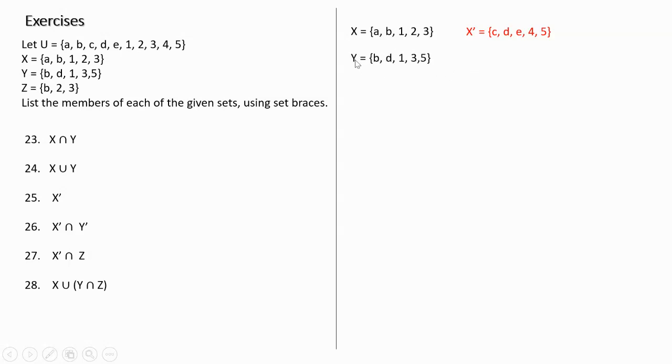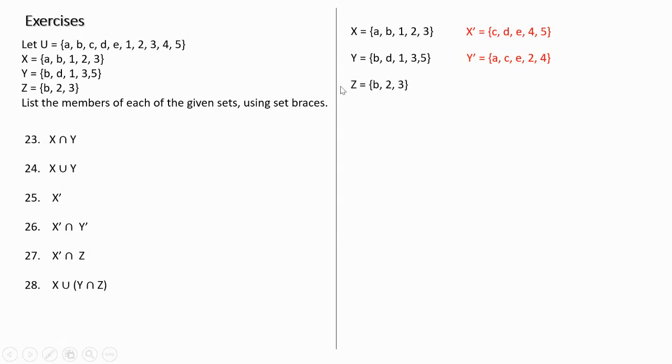Same thing with the set Y. The set Y contains the elements B, D, 1, 3, 5. So Y prime, or not Y, means the elements from the universal set that are not B, not D, not 1, not 3, not 5. So what's left from the universal set is a set containing A, C, E, 2, and 4.